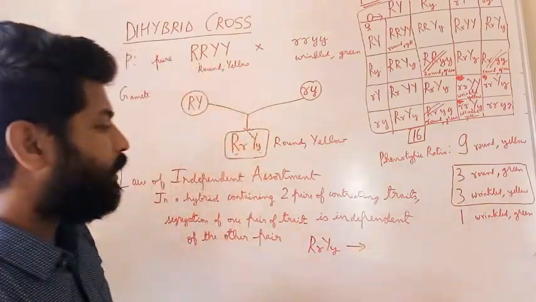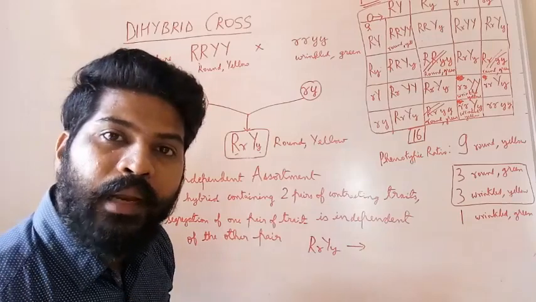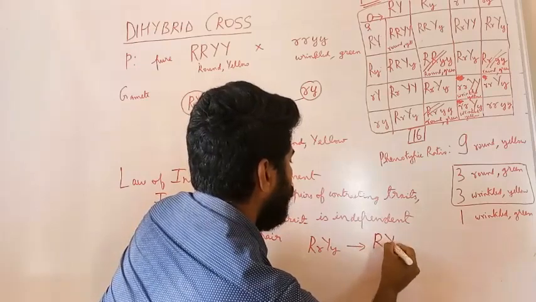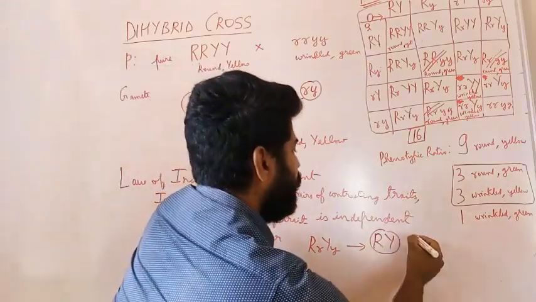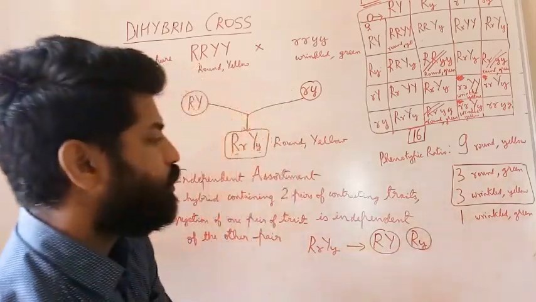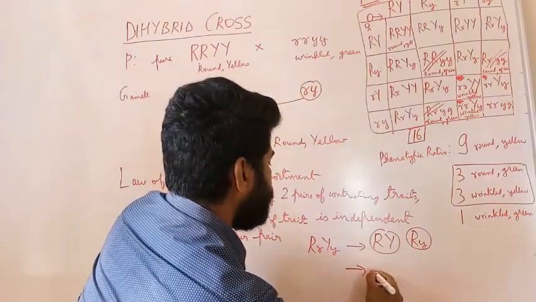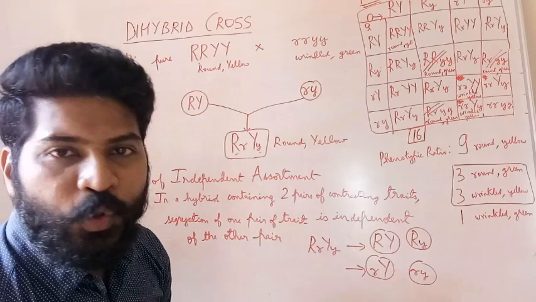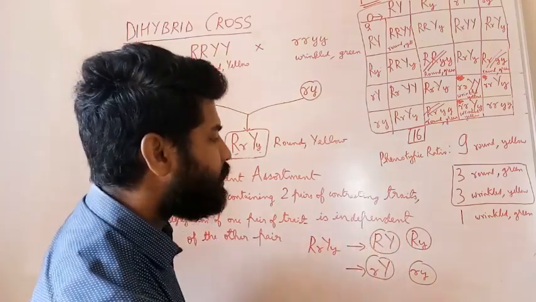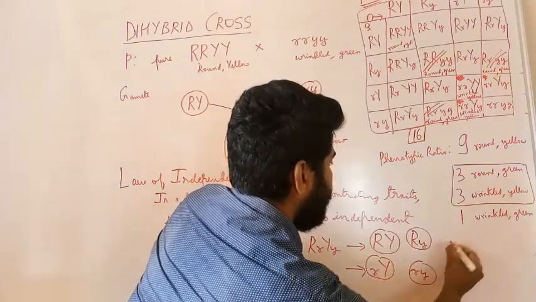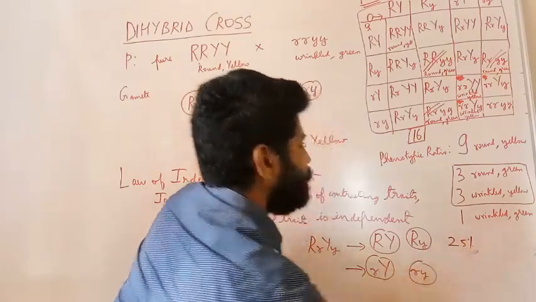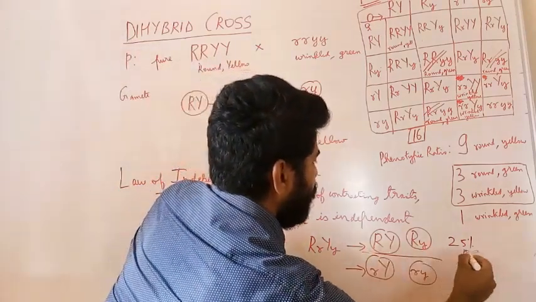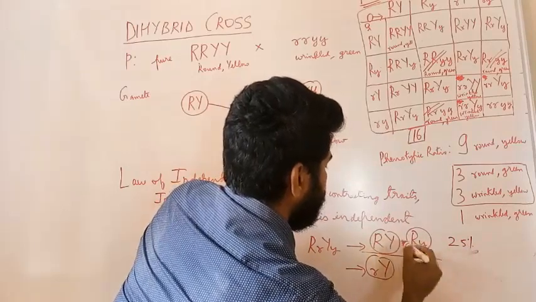They segregate in such a way that the movement of one pair of alleles is independent of the other pair of alleles. So, when they get segregated, R can move with capital Y or it can move with small y. Similarly, the small r, it can move with capital Y or it can move with small y. So, if you look at the possibility, each possibility is 25%, and this is total 50%, this combination, and this is 50%.